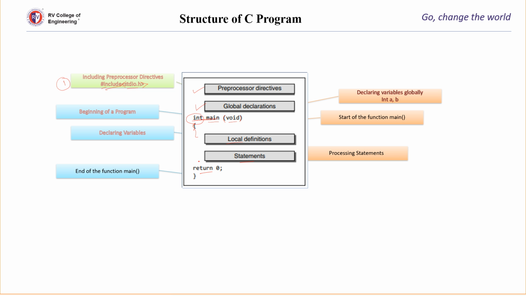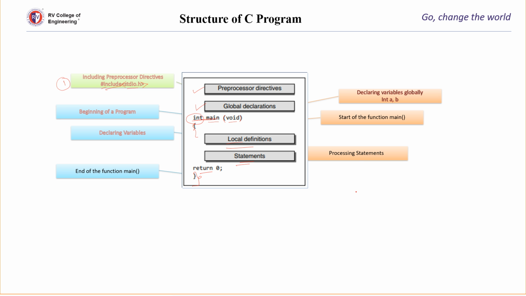Inside this block, between the opening and closing parenthesis, we have local definitions and statements. Local definitions include declaring the variables. Statements include the processing statements. We shall just have a look at an example.